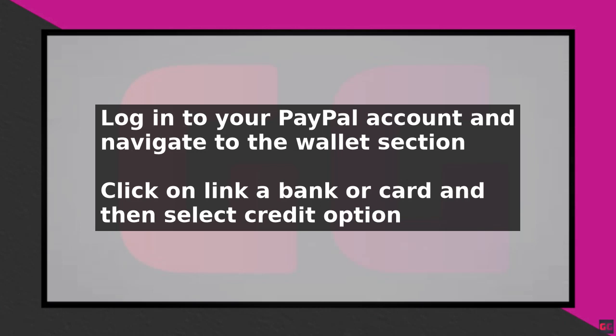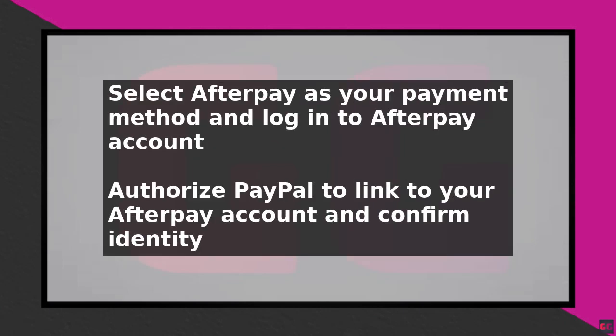On the Afterpay website, log into your Afterpay account and authorize PayPal to link to your Afterpay account. You will be asked to confirm your identity and agree to the terms and conditions of using Afterpay. After confirming your identity and agreeing to the terms, you will be redirected back to the PayPal website. Your Afterpay account will now be linked to your PayPal account and you can use Afterpay as a payment method when checking out with PayPal.